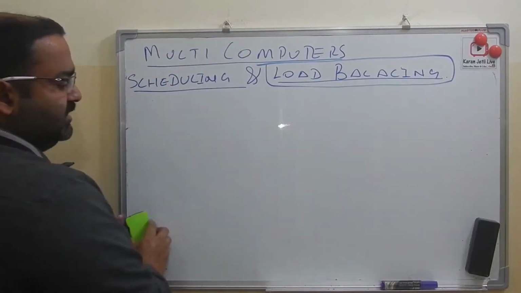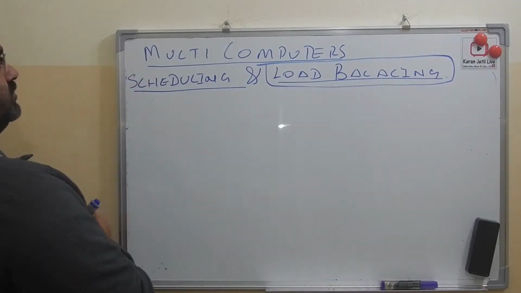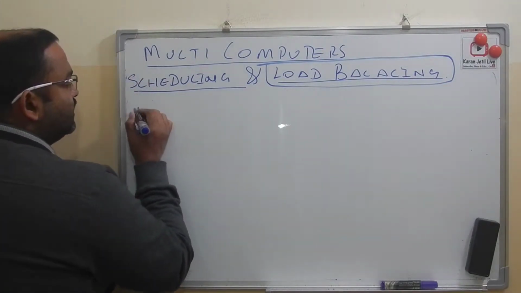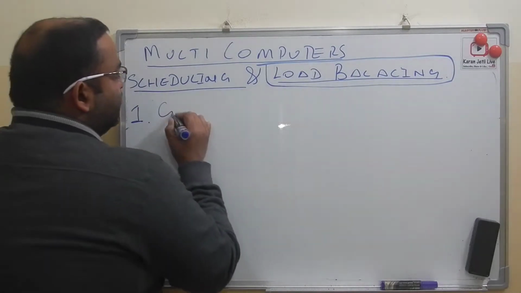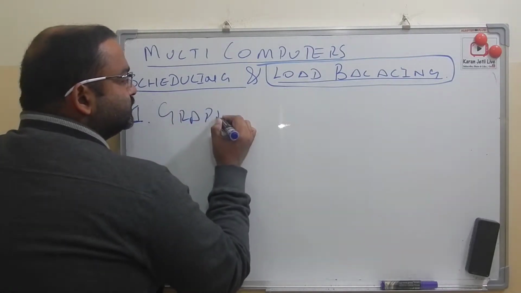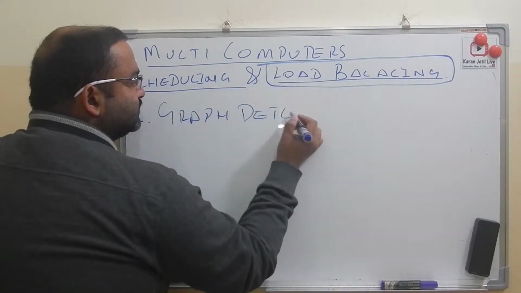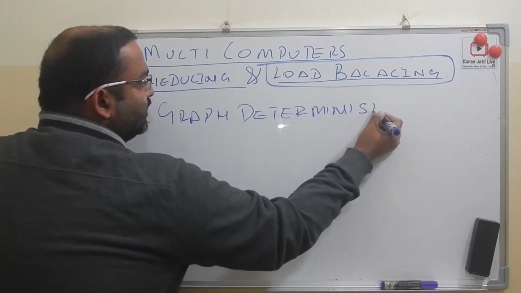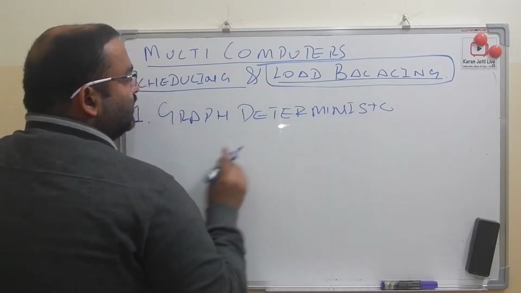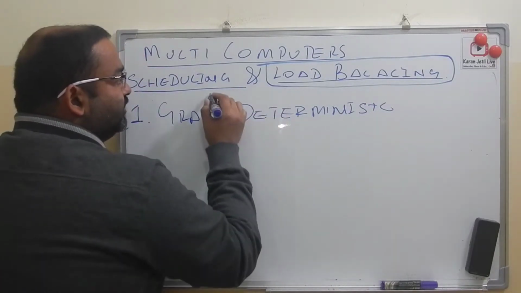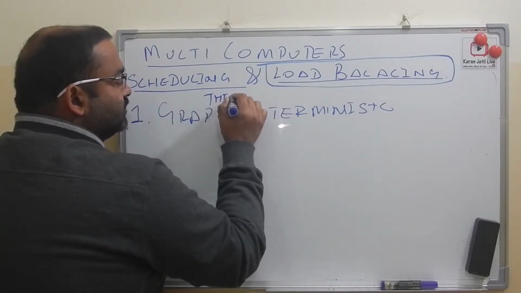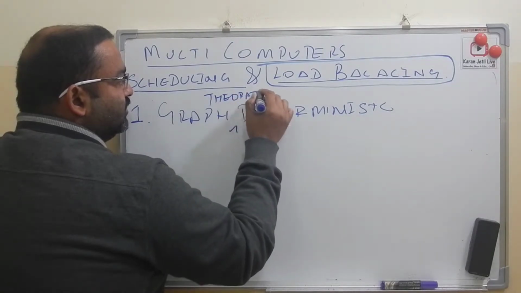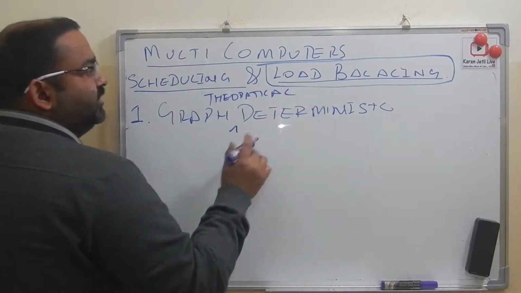Load balancing algos. So the first one is called graph theoretical deterministic.